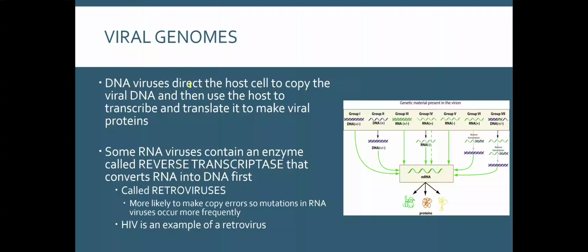Now a little bit more about the genomes. Depending on whether it's a DNA or RNA virus, if it's a DNA virus, normally what they're going to do is tell the host cell to copy that viral DNA, and then they're going to transcribe, which means they turn it into RNA, and then translate it to make the viral proteins needed to build new viruses. Now, there can be some variation there, but in general, we go straight from DNA, we copy it, we turn it into RNA, and then we make proteins, kind of like what we studied back in first semester.